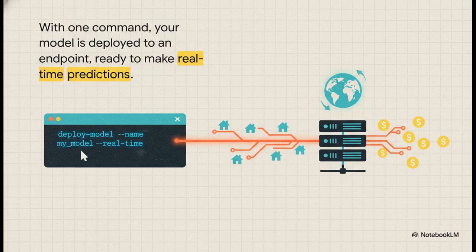And now, the moment of truth. With just a single command, SageMaker takes your best model, packages it all up, and deploys it to a real-time endpoint. This is a secure web address that your application can call to get predictions back in milliseconds. Just like that, your model is officially live.